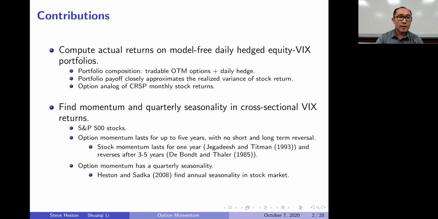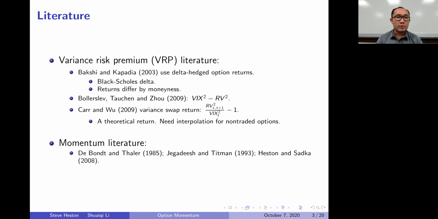This paper is related to the variance risk premium literature. Bakshi and Kapadia, 2003, link the volatility risk premium with delta-hedged option returns. When they do the hedging, they use Black-Scholes delta, so the hedging is model dependent. Also the delta-hedged returns could differ by the moneyness of the option contract, so they need to pick the moneyness of the option contracts.